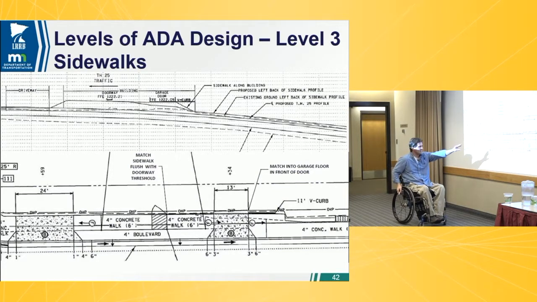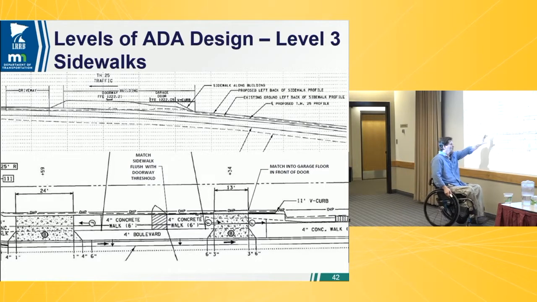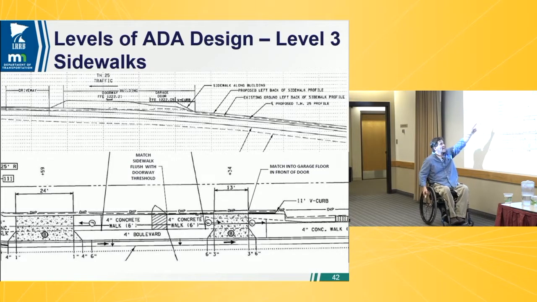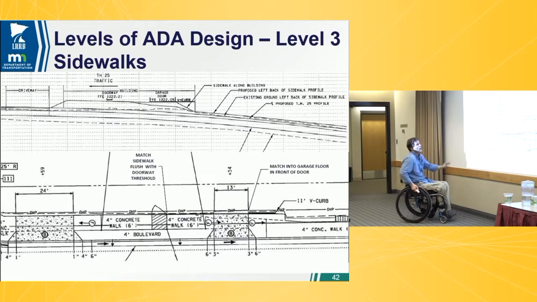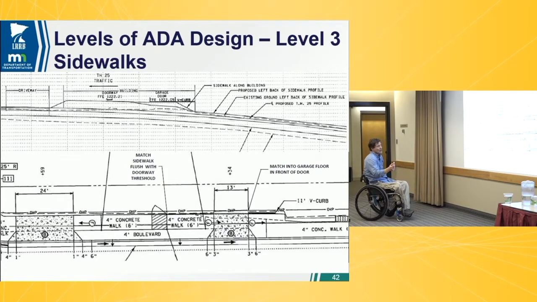We've got landings by this doorway. We've got a 6-foot walk, 4-foot boulevard, landing into a doorway. The term says match sidewalk flush with doorway threshold, so I understand that. The elevations are up top on a profile for that doorway, and it shows the whole sidewalk profile, and actually shows the curb profile as well, I believe. So a lot of good information here, a good way to present it.